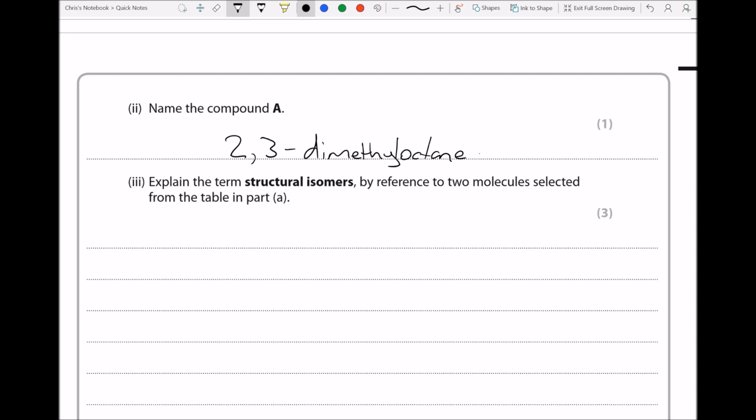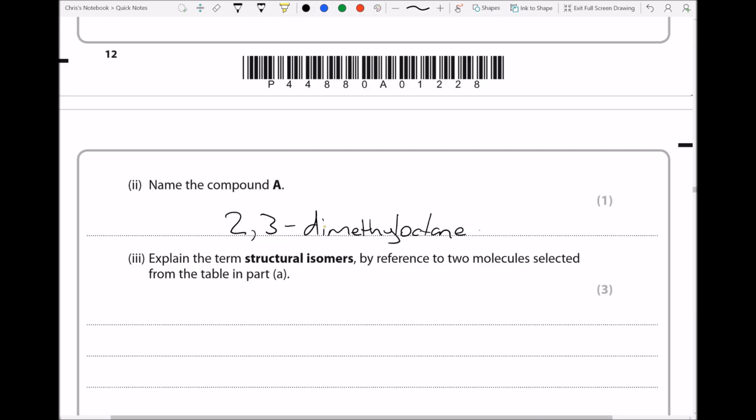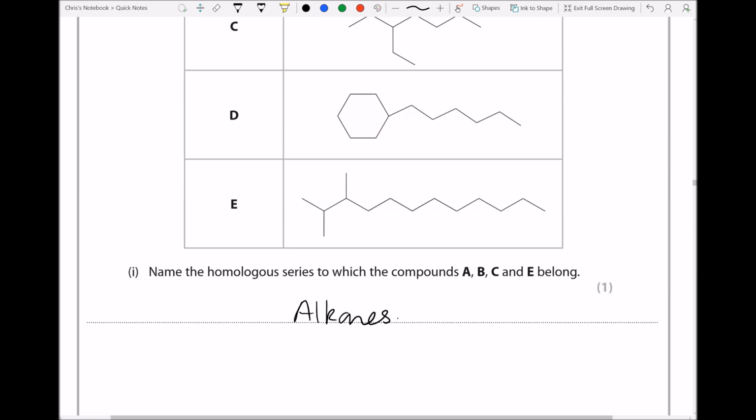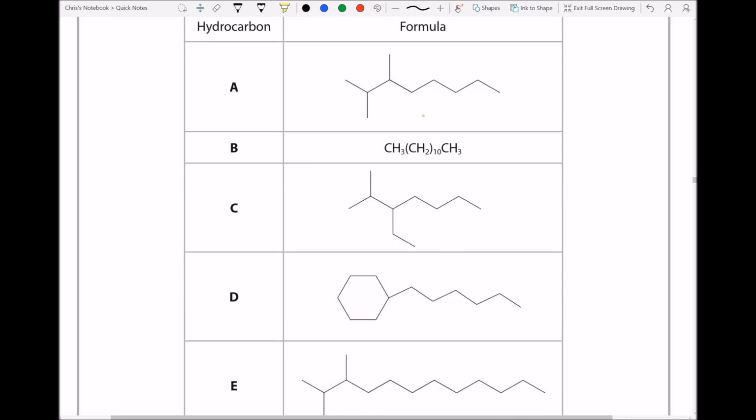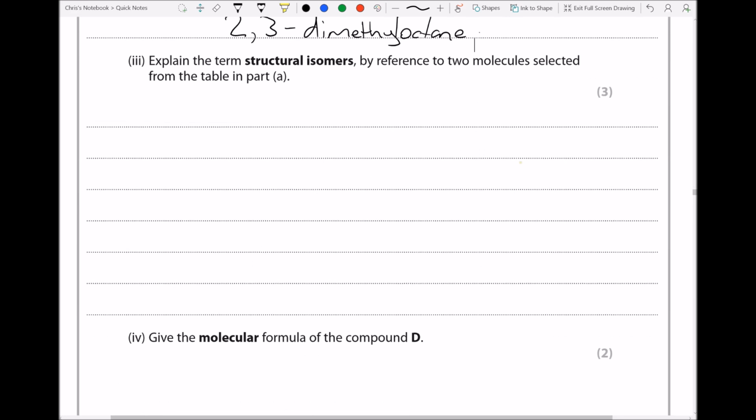Part 3. Explain the term structural isomers by reference to 2 molecules selected from the table in part A. Well, basically, a structural isomer is something that has the same molecular formula but different structural formula. So we're looking for something with the same number of carbons and hydrogens, but structured differently. Now, I can tell you that A and C do have the same number of carbons and hydrogens as each other. But the main difference is, look, this one's got a branch coming off down here. This one doesn't. This bit is effectively just bolted onto the end here. So A and C are structural isomers of each other. You can count the carbons and hydrogens there.